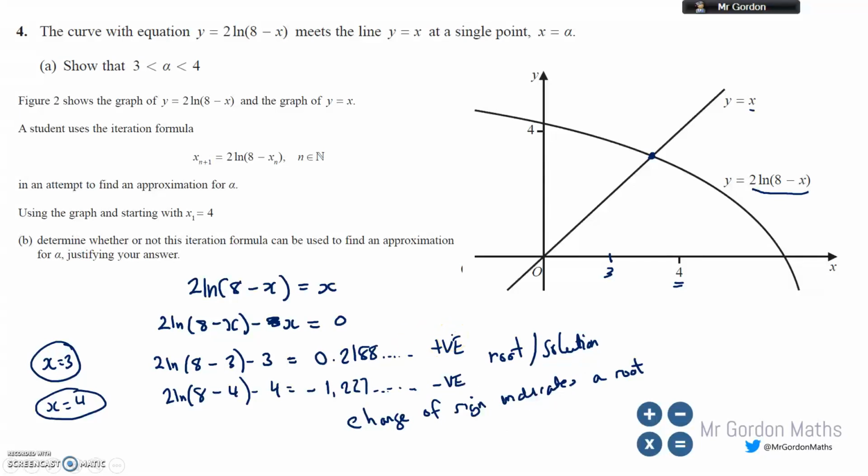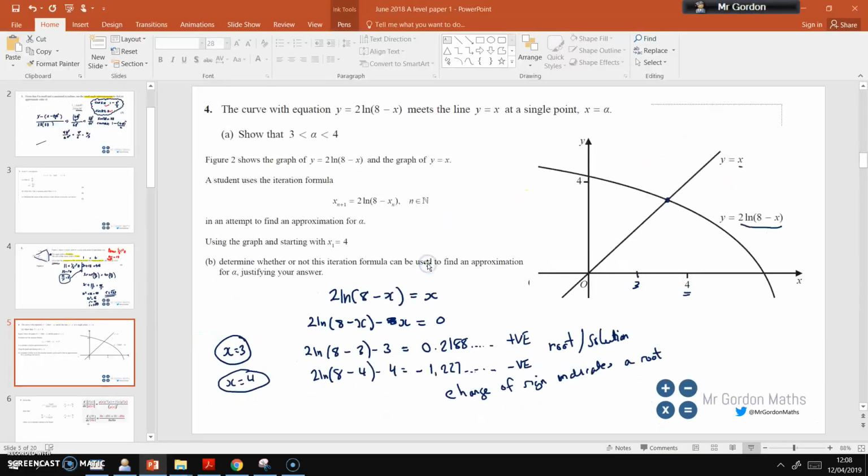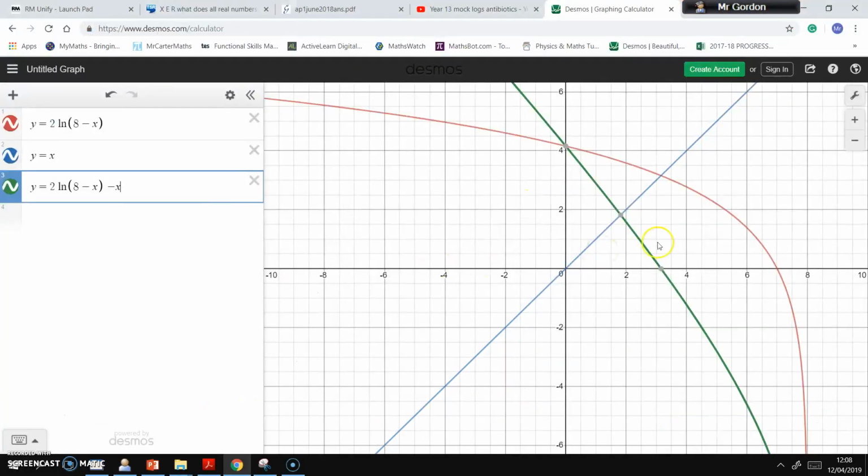Now, why does it do that? If we set them equal to each other, rearrange the equation and set it equal to 0, why does a positive answer and then a negative one when we put in 3 and 4 show us that there is an intersection point here? Let me take you into the wonderful world of Desmos very quickly.